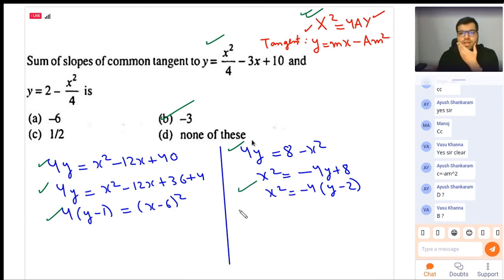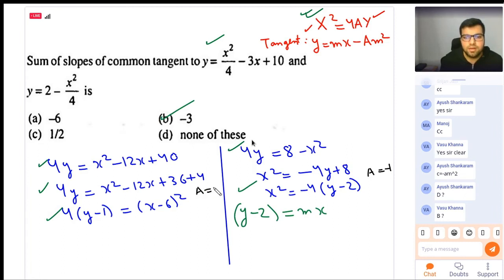Now next step is we have to find the equation of the tangent. So for this, let me write down the equation of the tangent. First, let me see what is the value of a. So a over here is equal to minus 1. We will compare 4a with minus 4. So a will be minus 1. And a over here is equal to 1. Okay, now we can proceed. So y minus 2 equals mx plus, so minus a, minus of minus 1, m square. This is the equation of a tangent to this with slope m.